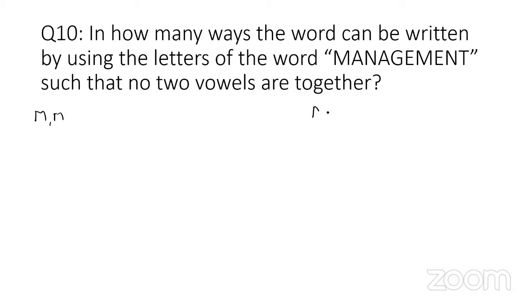M is written 2 times. The first vowel A is written 2 times. N is written 2 times. The second vowel E is also written 2 times. G is written 1 time, and T is written 1 time. So we have overall 10 letters, among whom 4 are vowels and 6 are consonants. And we know that when there are articles of a similar type, we have to divide by the factorial of the same number. Let's see how we can solve it.